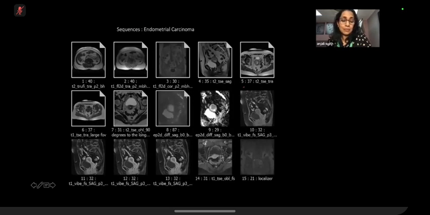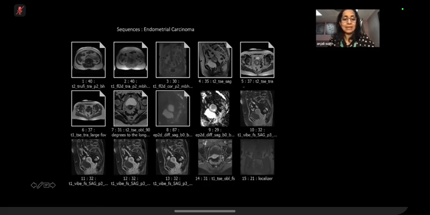Now, the sequences that we need to image endometrial carcinoma are, again, 3 planes of T2: T2 axial, coronal, and sagittal. There will be a T1 axial, T1 fat sat. We'll have additional sequences, diffusion weighted and ADC map. And then we'll have post-contrast sequences. In this case, we have acquired the post-contrast scans as dynamic contrast enhanced imaging, that is sequential or serial acquisition of images following the contrast.